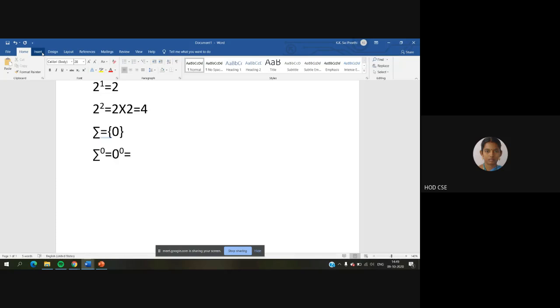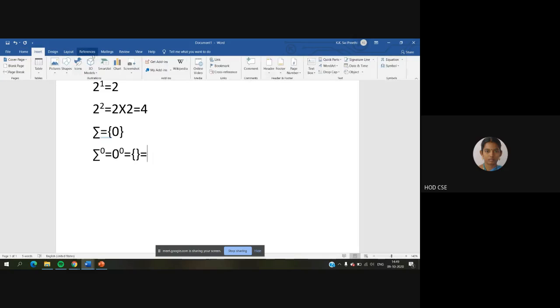0 power 0: 0 is repeated 0 times. What are you getting? Nothing. You should not say it is 0; nothing you are getting. So nothing you are getting means it is nothing but an empty string. Empty string is denoted by epsilon. Is it clear?